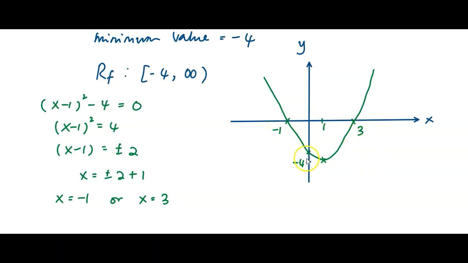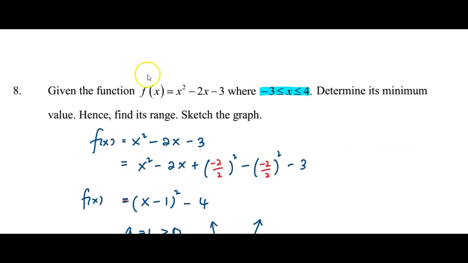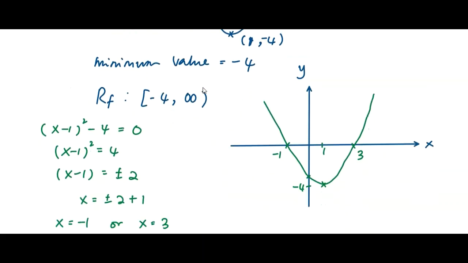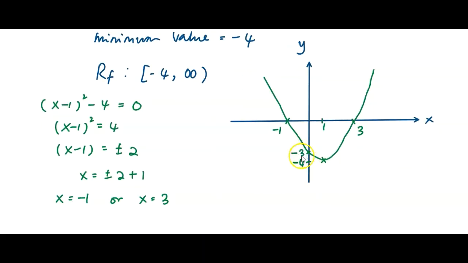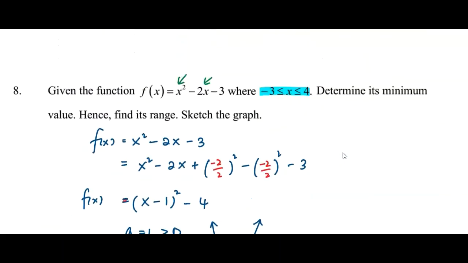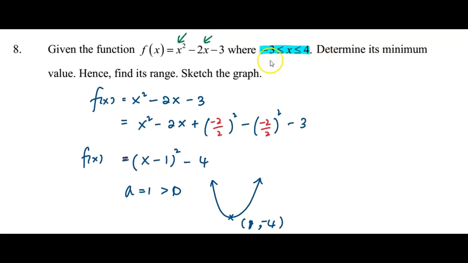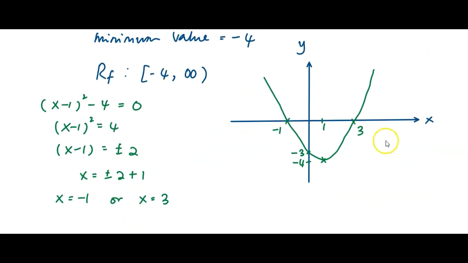And there's another point that you need to find out, that is your y-intercept. To get the y-intercept, I would just put your x to be 0. You can see that the y will be equal to negative 3 when the x equals 0. Now we refer back to the domain. The question states that the domain is from negative 3 to 4. So negative 3 is somewhere over here. I lengthen my graph.